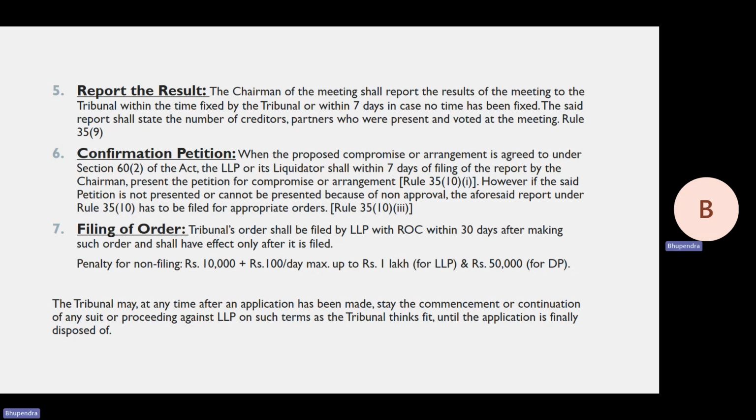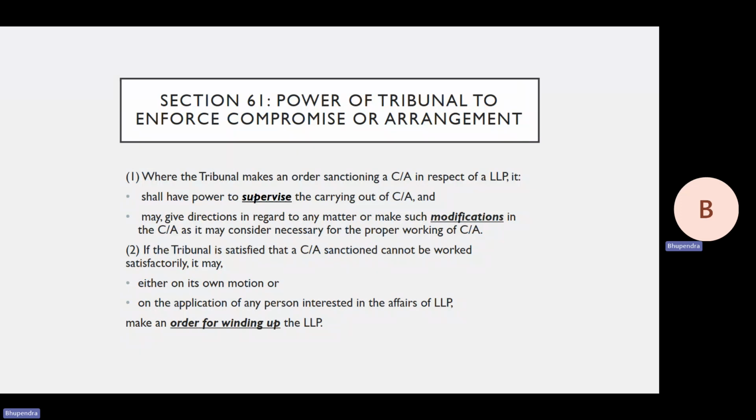Section 61. Power of tribunal to enforce compromise or arrangement. Where the tribunal makes an order sanctioning a compromise or arrangement in respect of an LLP, it shall have the power to supervise the carrying out of the compromise or arrangement. अब ट्रिब्यूनल ने अपनी स्कीम को सैंक्शन कर दिया, लेकिन उसके पास फिर भी पावर है कि वो सुपरवाइज कर सकते हैं उस स्कीम को. अगर उसको लगता है कि इसमें मॉडिफिकेशन नेसेसरी है तो मॉडिफिकेशन भी कर सकता है. अगर उसको लगता है कि स्कीम मॉडिफिकेशन के बाद भी सही नहीं चल रही है तो वो ऑर्डर पास कर सकता है वाइंडिंग अप ऑफ द LLP.